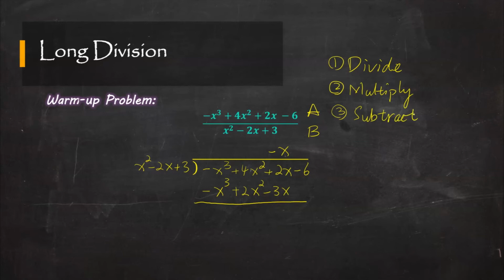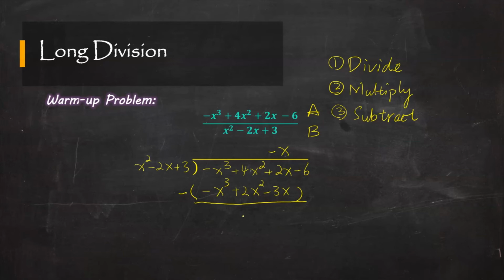So we're going to subtract the result from step 2 from the original polynomial A, the dividend. So now we can cross out the first term because they are the same. So we have a 0 here.